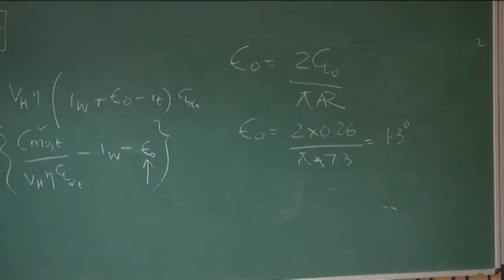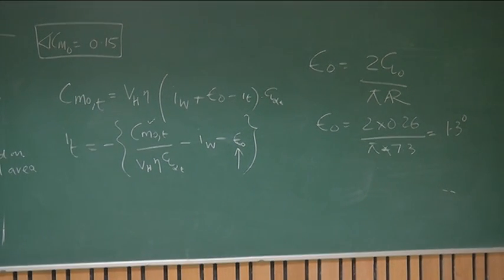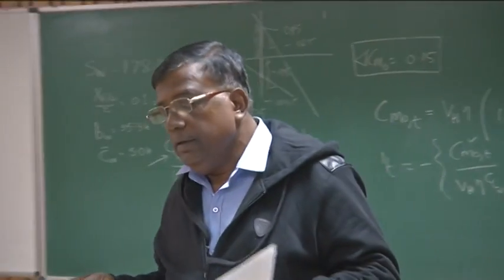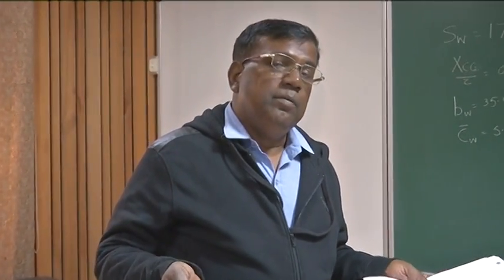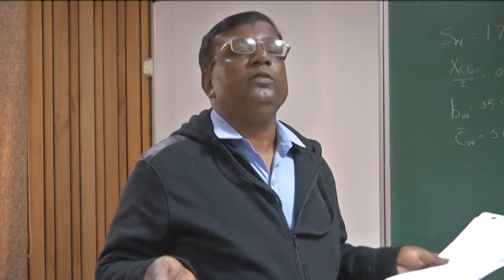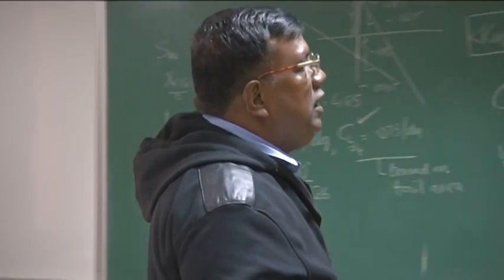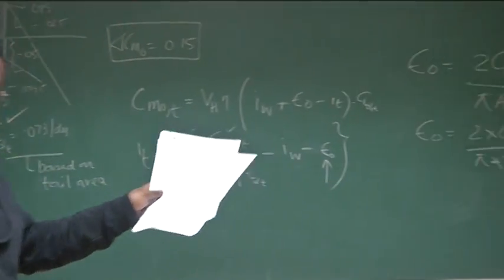Correct? Why is this epsilon naught present? Because the wing is cambered. So even at alpha equal to 0, there will be a lift, and lift means there is a pressure difference between the lower and the top surface. So there will be vortices, and that will induce downwash. That is why there is epsilon at alpha equal to 0. So this is definitely a cambered aerofoil.